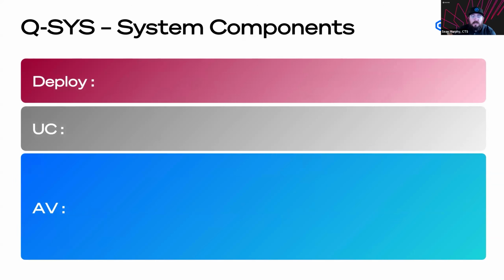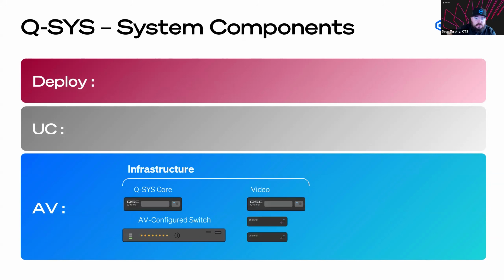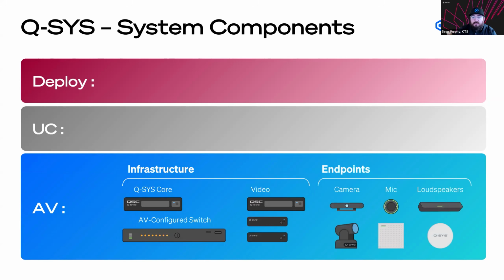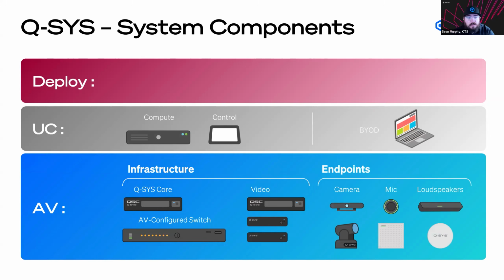So let's look at our traditional Q-SYS system, an example of the components of one of these smaller rooms before RoomSuite. For the AV, we have our infrastructure. This is going to be our core, video products and a configured switch. We have our endpoints: camera, mics, loudspeakers, third-party devices. Almost every room at this point is going to have some type of UC part of it, whether that is a dedicated compute or BYOD, or oftentimes both.